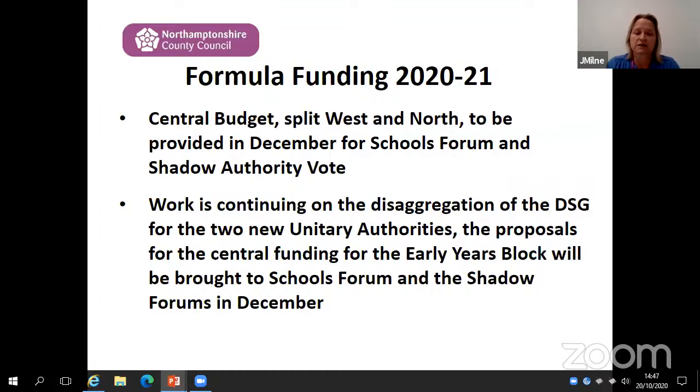So our next step, which we'll be bringing to the forum in December, is that we are currently working on the central budget, looking at the split between West and North. That work is being undertaken at the moment by lots of our colleagues, and we will be able to bring that to a vote and provide information to the school forum and the shadow authority for a vote in December. And the work is continuing on the disaggregation, as Sharon already mentioned in her information section.